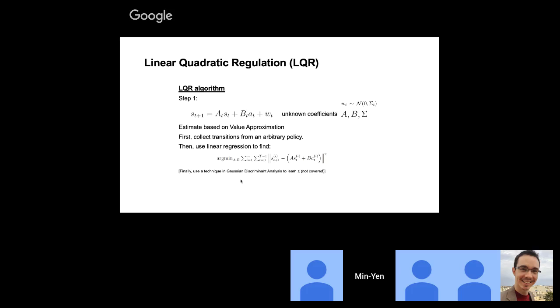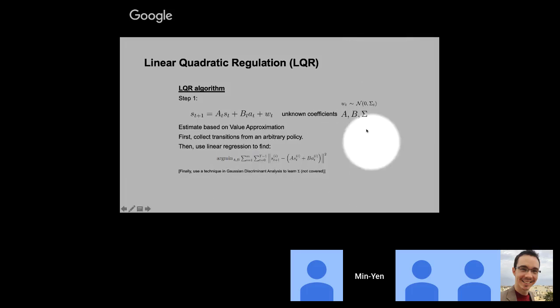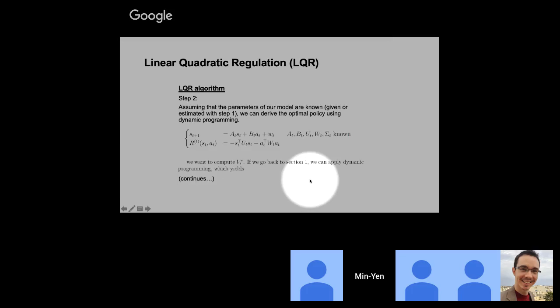First we collect transitions from an arbitrary policy. Then we use a linear regression to find the following. We need to find A and B using this L2 norm squared error. Then finally, we need to solve for sigma also, but for sigma we need to use a technique which is covered in the original slide, which is called Gaussian discriminant analysis, but we will not cover it here.